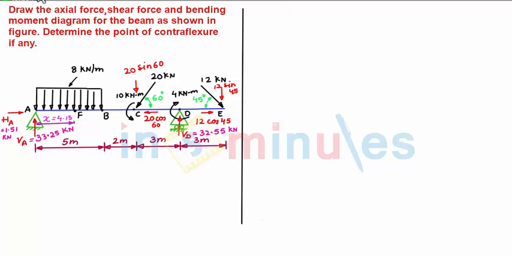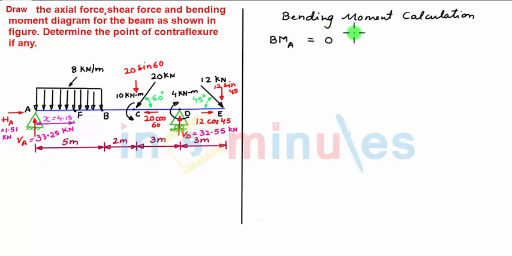So we start with bending moment calculation. Again we start with point A and move towards point E. So first, bending moment at point A will be equal to 0, since from the static equilibrium equation we have the summation of all moments about point A equal to 0. Next we move to point F.